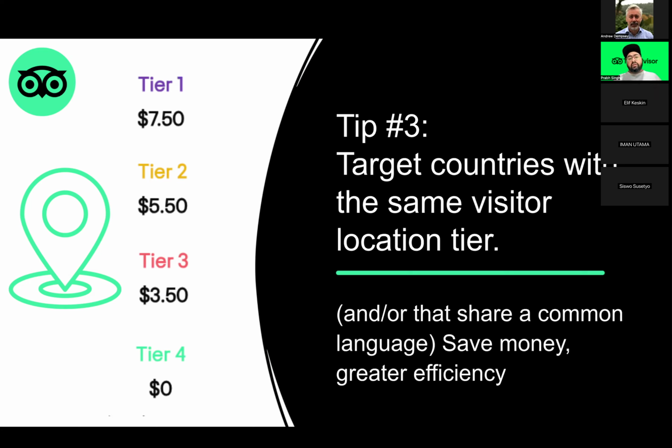While you have already selected a tier 1 country, you can also select multiple tier 2, tier 3, and tier 4 countries, since you are already paying the highest additional CPM of $7.50. So that's how you save money, and it offers greater efficiency for your campaigns.